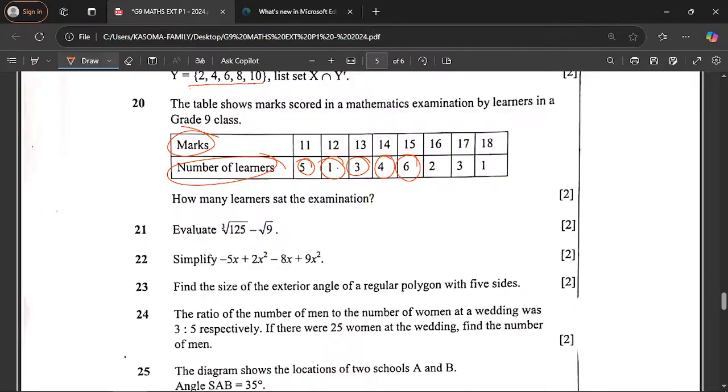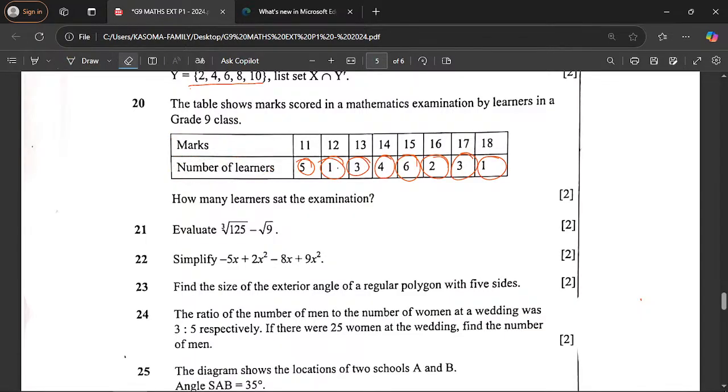Sorry, learners who scored 15 marks were 6. Learners who scored 16 marks were 2. Learners who scored 17 marks were 3. Learners who scored 18 marks were 1. So only one learner scored those marks. Okay, so the question is, how many learners sat for the examination?